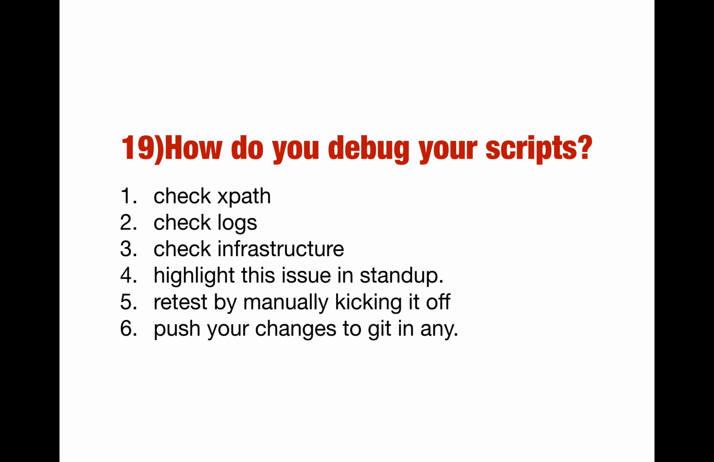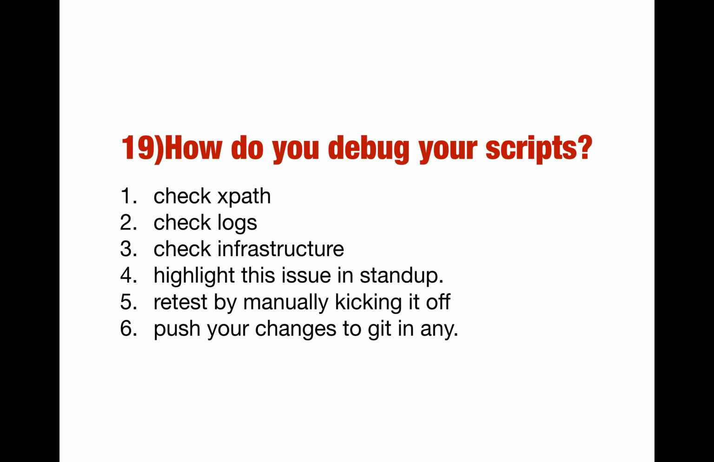Next one, how do you debug your scripts? Very, very important question. You have your framework ready, and these automated scripts are running on a daily basis, already scheduled. There are scheduled jobs which will kick off, and you will get an email. So how do you handle a failure? First thing you have to do is check the XPath. Usually 90% of the time there will be some UI changes, because of which the XPaths will change. That's why they say scripts need continuous maintenance. We have to make sure the XPaths are intact and the script is working as expected. So first check XPath.